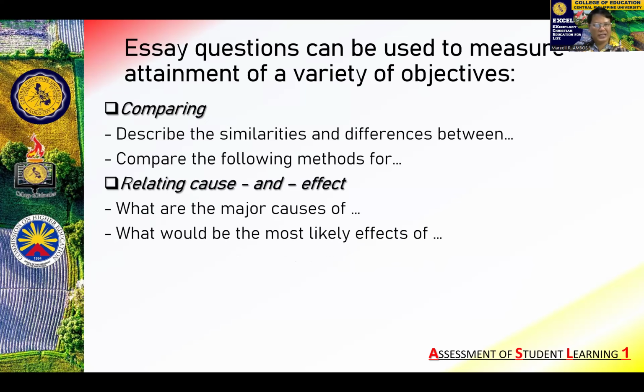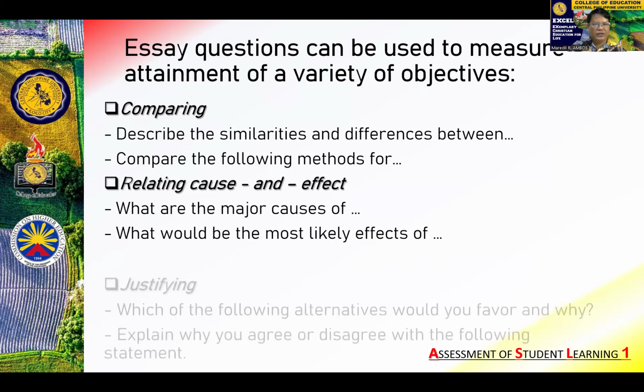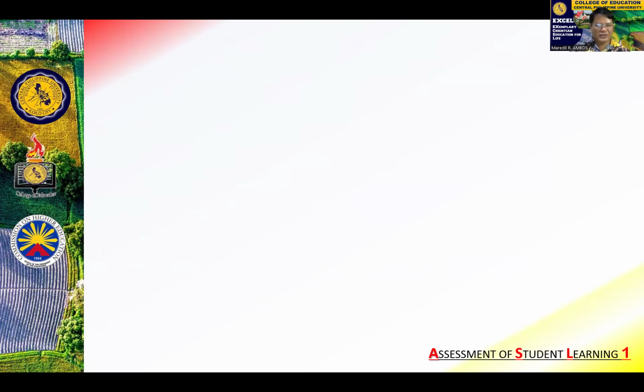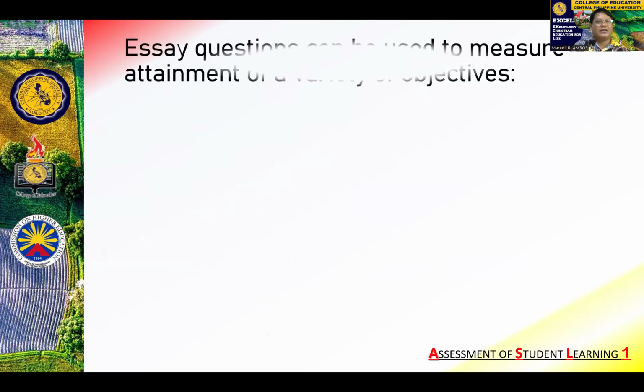What about relating cause and effect? Examples that we can have: what are the major causes of, or what would be the most likely effects of...? Then for justifying, an example that we can have is: which of the following alternatives would you favor and why? So you justify the answer. Or explain why you agree or disagree with the following statement. So it's still justifying.